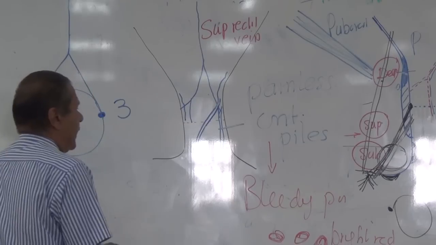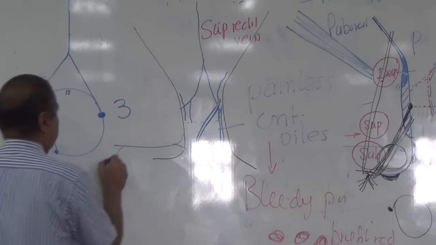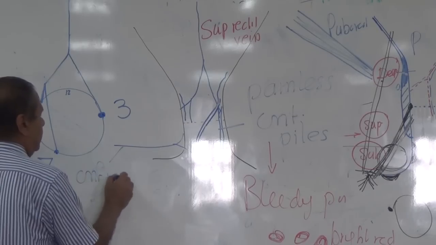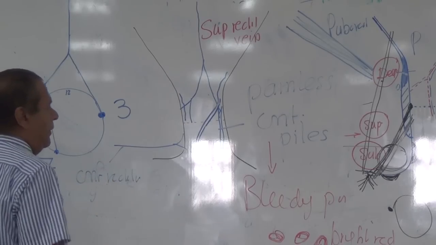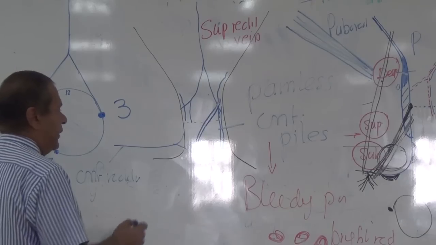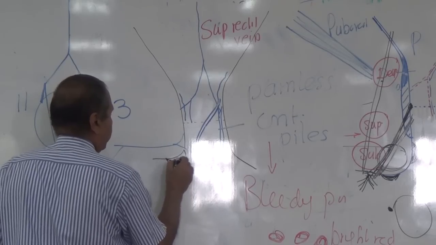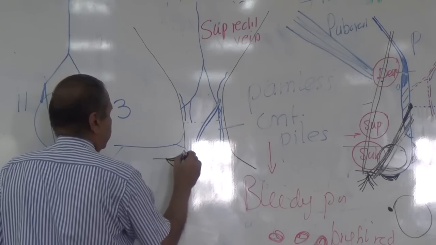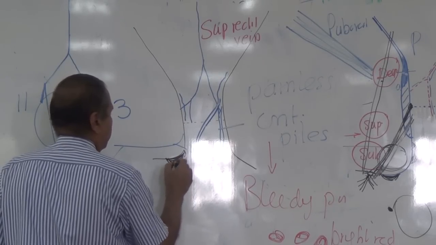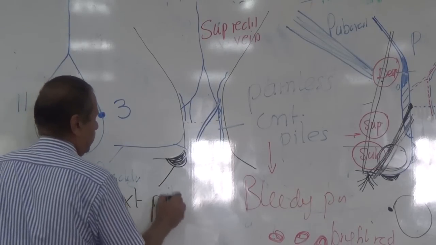The lower half of the anal canal is drained by the inferior rectal vein. If there is chronic constipation, chronic straining, and there is an accumulation of blood here under the skin, this is called external piles.